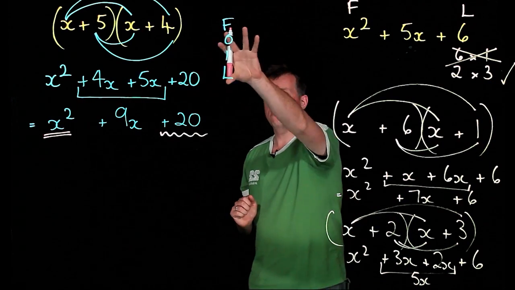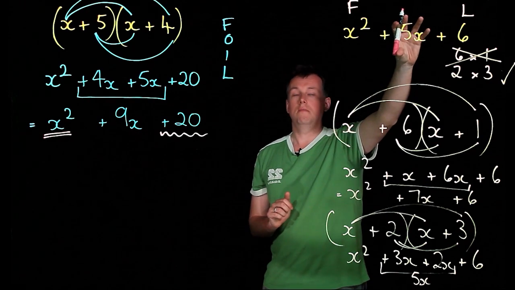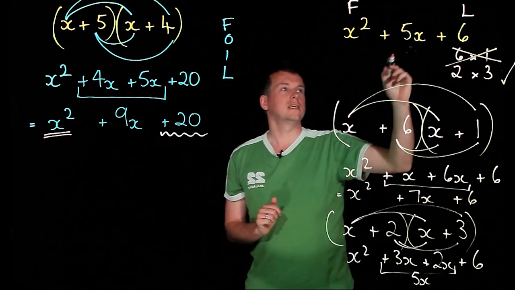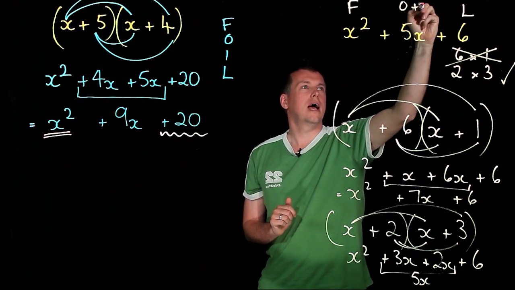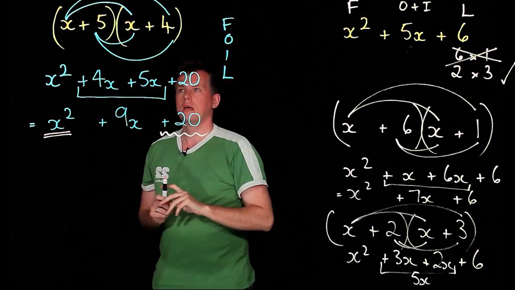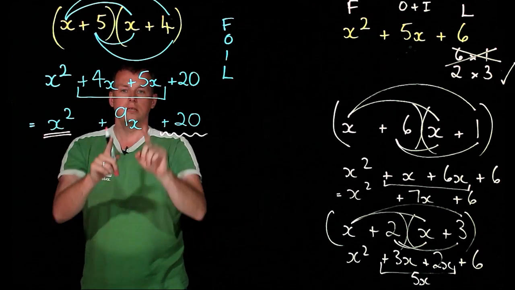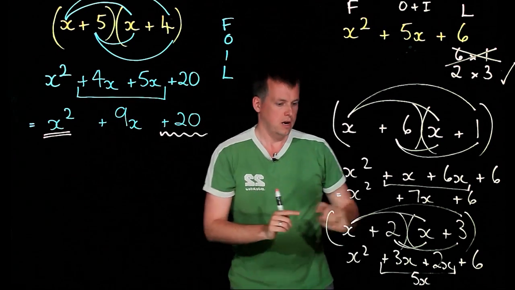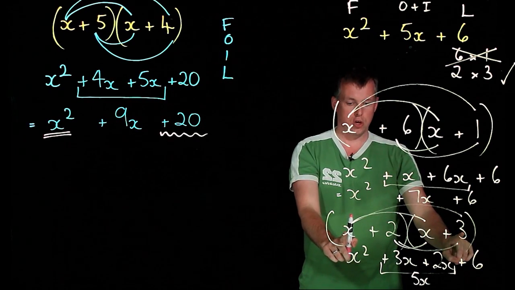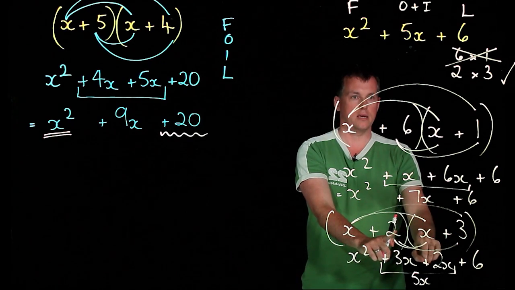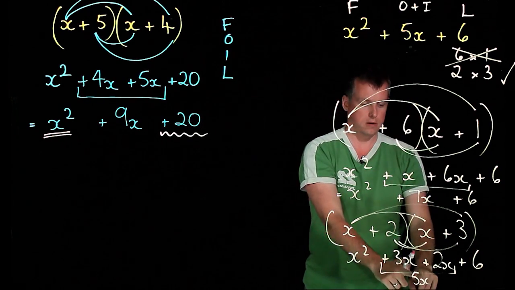And coming back to our FOIL method here, this middle term here comes from adding the O and the I together. Adding the 4x and the 5x to give us the 9x here, and we've got the 3x added to the 2x to give us the 5x term there.